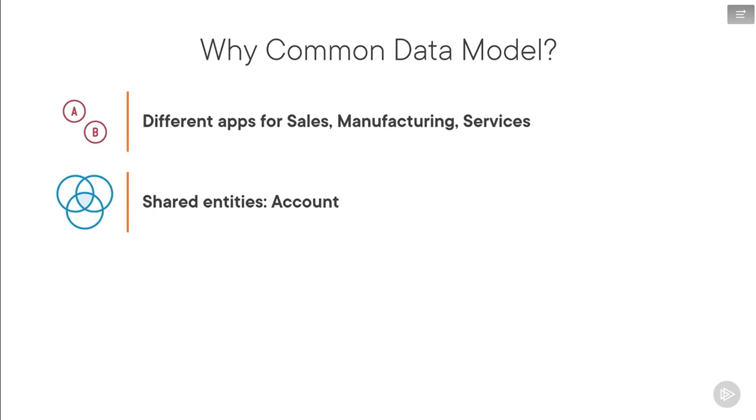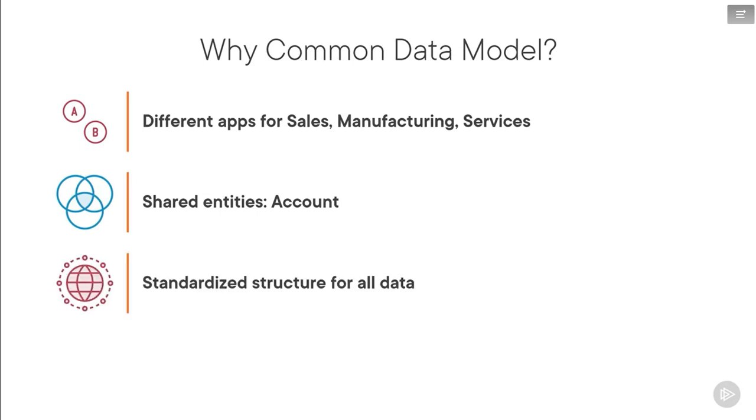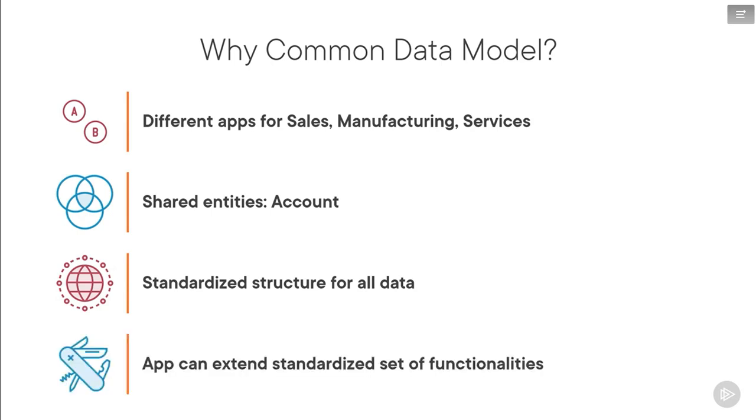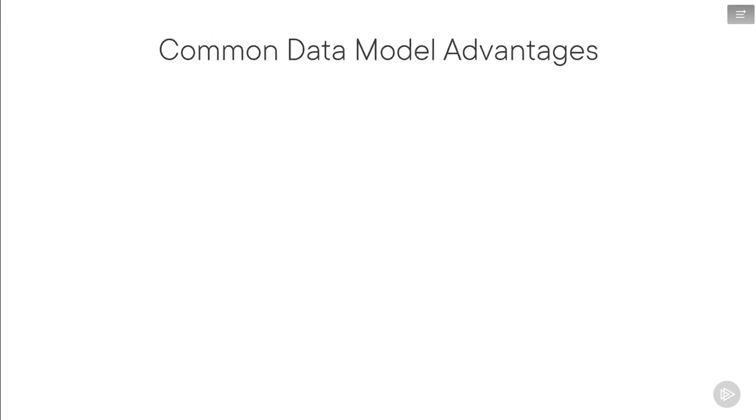Now, assuming that you are using Common Data Model, you can create a standardized structure for all your data, and then each of the 3 applications can use the same data. Of course, each app can extend this standardized set of functionalities depending on the specific requirements, but the core attributes will be shared among the applications. And what if you want to create a new app? You will have a data model in place and you can quickly get up and running.